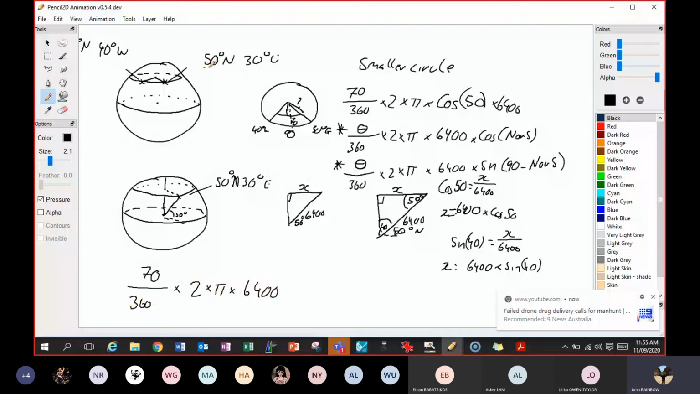So it's 70 over 360 times 2 times pi times 6,400. And I've gone up 50 degrees, so times cos 50 degrees. Or I could have done sine of 90 minus 50, which would be 40. And that would give me my distance.